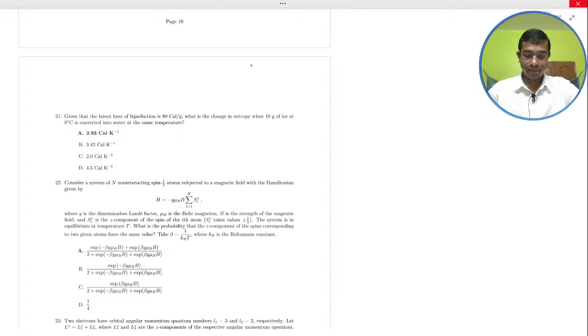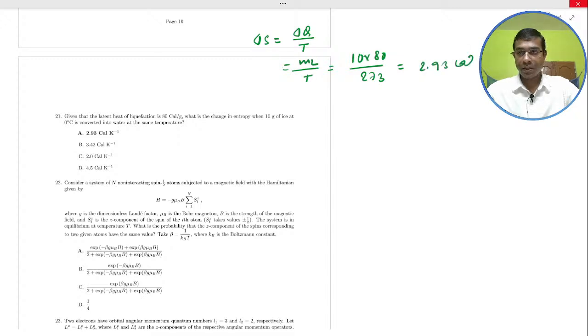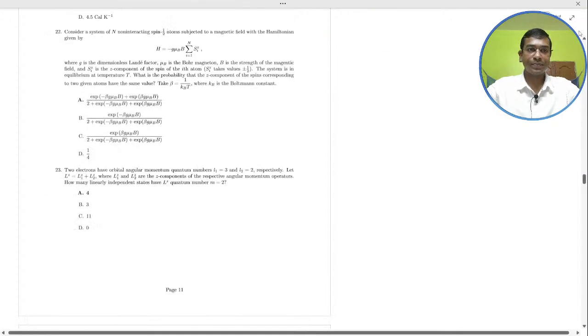Ice to water, 0 degree Celsius means what? 273 Kelvin. Simple. The delta S is delta Q by T. This is mL divided by T. This would become 10 into 80 divided by 273. This is equal to 2.93 calorie per Kelvin. 2.93 calorie per Kelvin will be the correct answer.